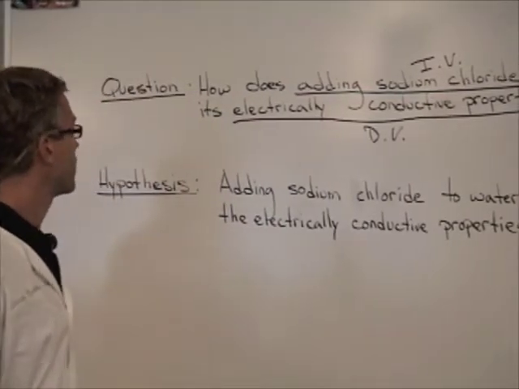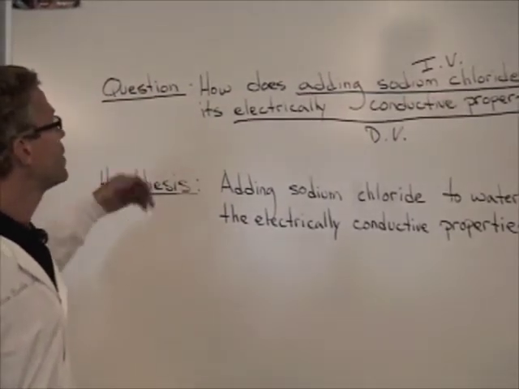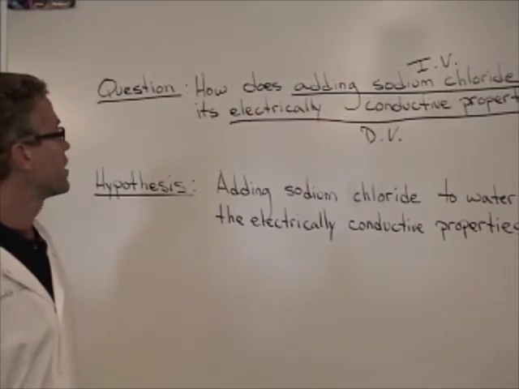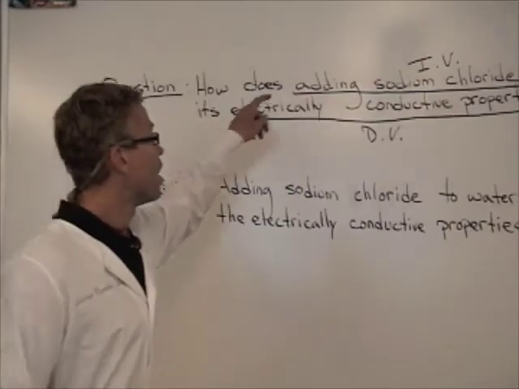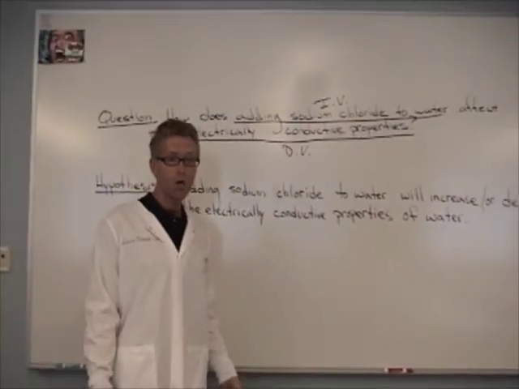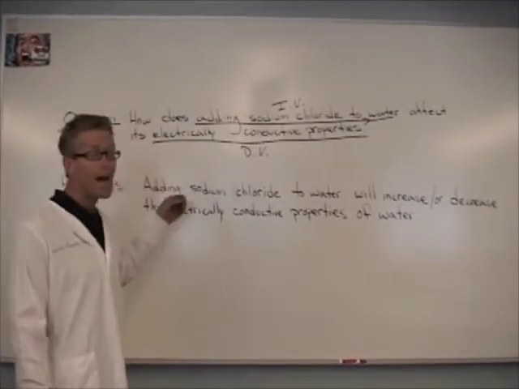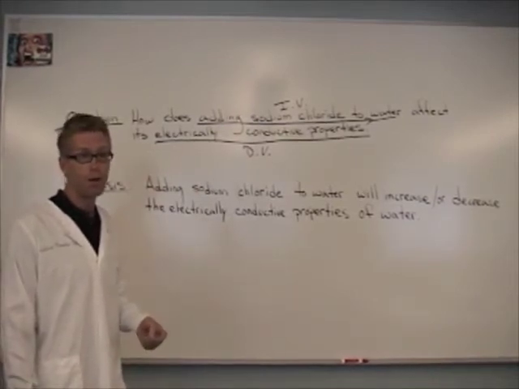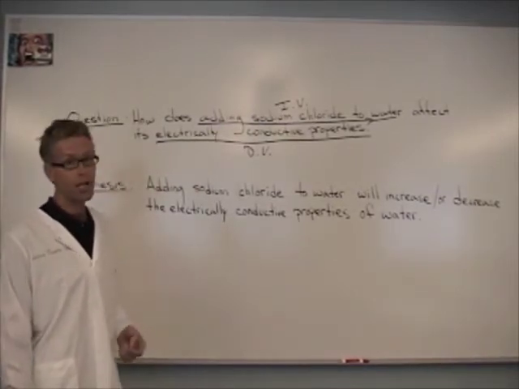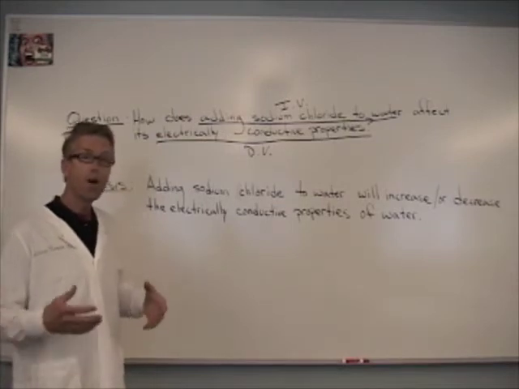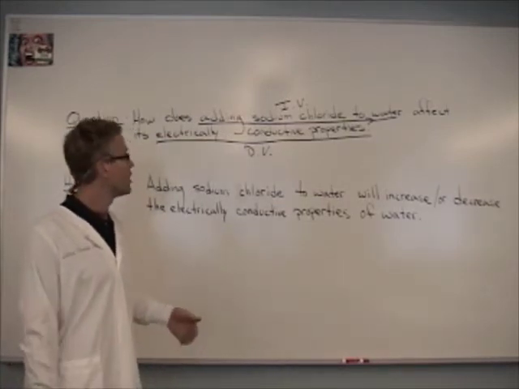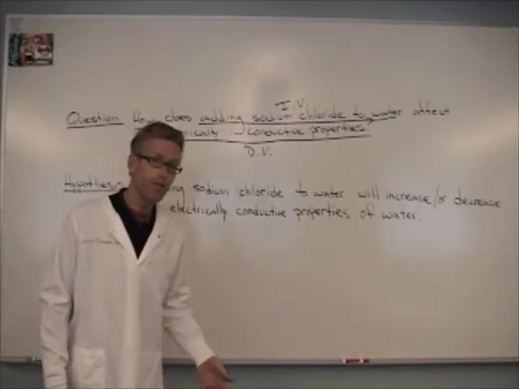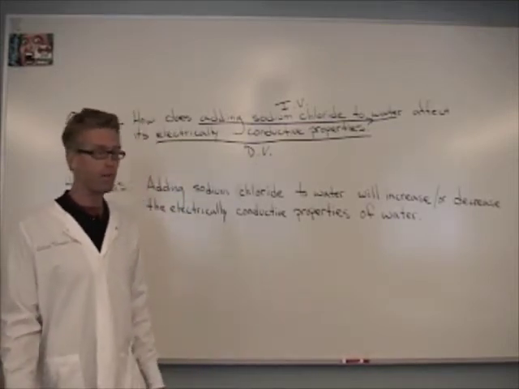So let's see if we wrote a good question here. How does adding sodium chloride to water affect its electrically conductive properties? I think this is pretty straightforward. Our independent variable, our cause or our action, is going to be the actual adding of sodium chloride to water. Our effect or our reaction is going to be how the adding of sodium chloride actually changes the properties of water. So is it going to make it more electrically conductive or less electrically conductive?